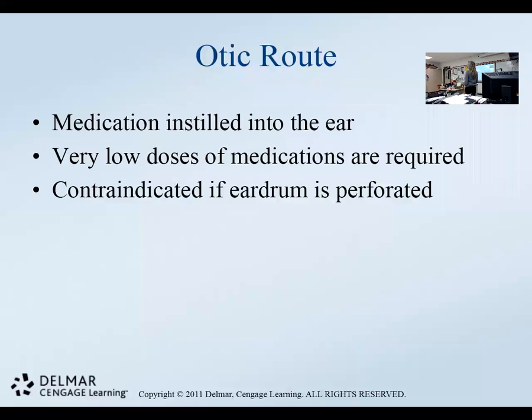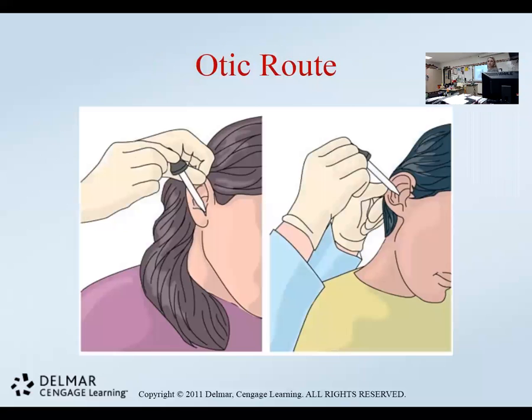Okay, otic, which would be what? Oto is ear. Ophthalmos, eye. Otic is ear. Medication is instilled into the ear, usually in very low doses. If someone's eardrum is perforated, they don't get medicine in the ear, because it's going to go through into the middle ear and cause major issues. For adults, pull up and back, up and out. For kids, down and back. It's how you pull their ear, the same as you do with an otoscope, which you guys will get to do.